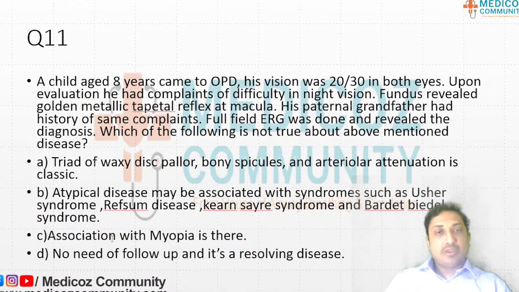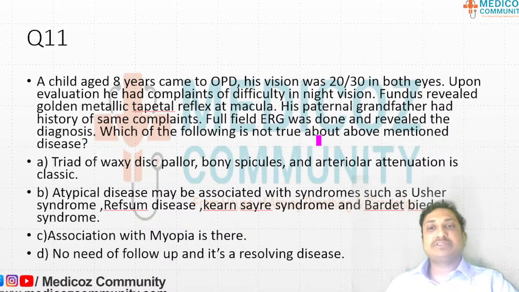Okay. So a child aged 8 years has come to the OPD. His vision was 20/30 in both the eyes. Upon evaluation, he has complaints of difficulty in night vision. Well, the fundus has revealed golden metallic tapetal reflex at the macula. His paternal grandfather had history of same complaints. Full field ERG was done and that has confirmed the diagnosis.